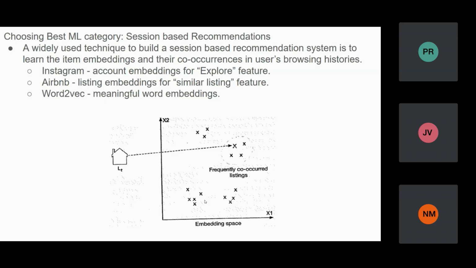You can see in the diagram that there is a listing being viewed as LT by the user. Similar to the listing being viewed, there are three other listings that are found and displayed. This is the way we are going to use the embedding space for representation and for the similarity of the listing with different other listings.